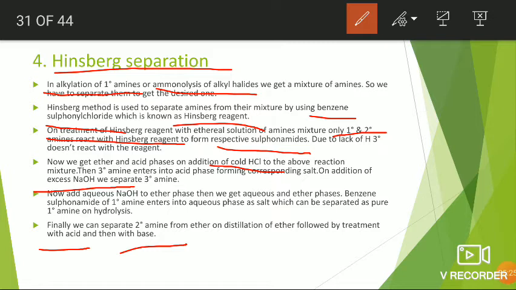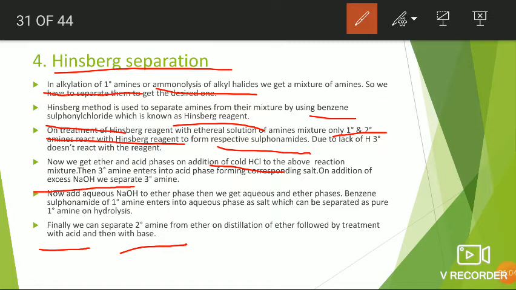That is generally the Hinsberg separation. The separating techniques generally used are based on the use of a separating funnel. We have to get two layers, aqueous and organic, or acid and organic. By separating and treatment with suitable reagents, we can get the desired amines, or we can separate the amines from the mixture. This is all about the separation of amines from their mixture.